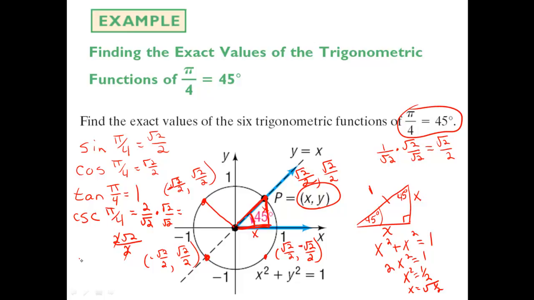The same thing is going to happen when you do the secant, the reciprocal of cosine. Secant of pi over 4, you're going to have 2 over the square root of 2, which is going to, by the same math as we did before, turn into the square root of 2. And the last one we have is cotangent of pi over 4, which is x over y, and it's also the reciprocal of tangent, which is going to be 1.